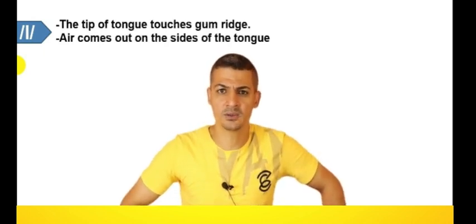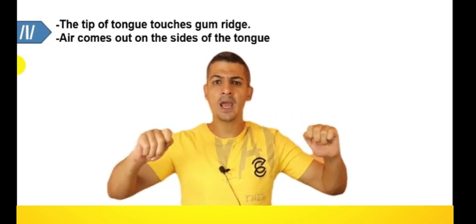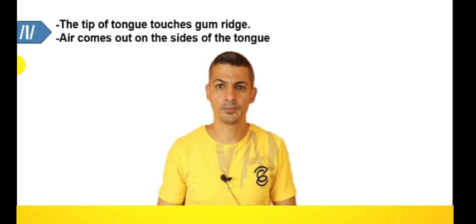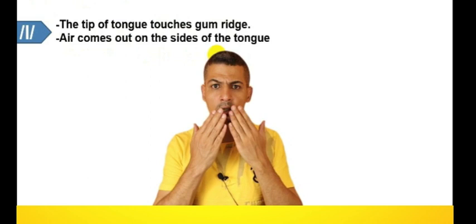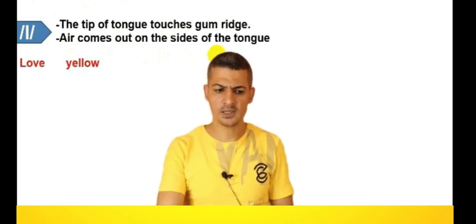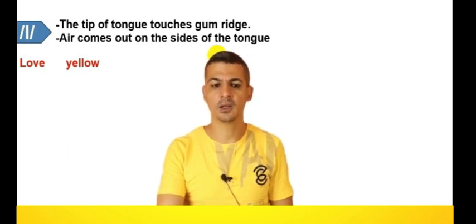To make this sound, make the tip of the tongue touch the gum ridge and then the air goes out through the sides of your mouth. So the tip of the tongue touches the gum ridge and the air comes out on the sides of the tongue. So say l, as in love. Don't say love. Yellow. It's yellow.